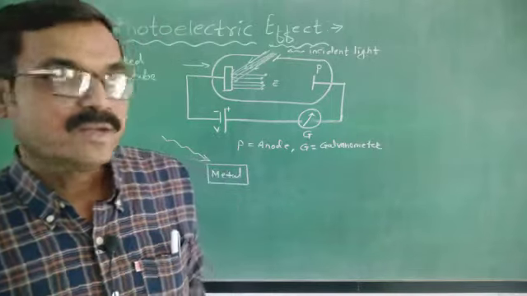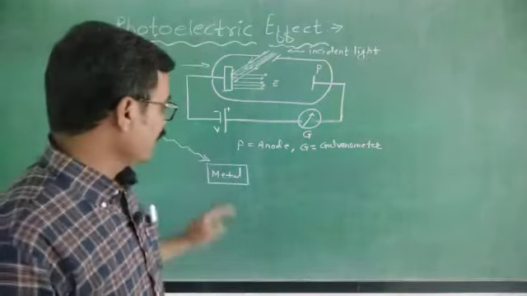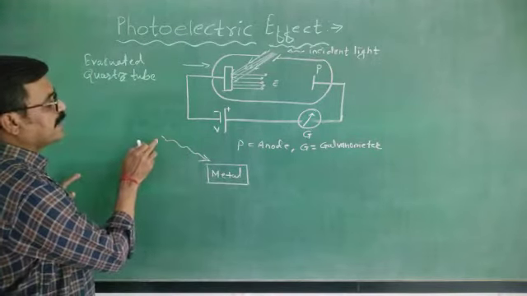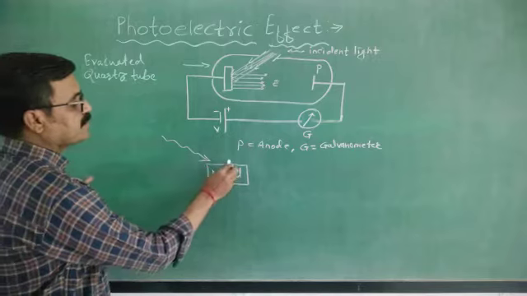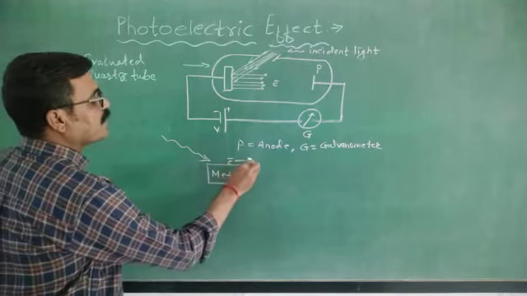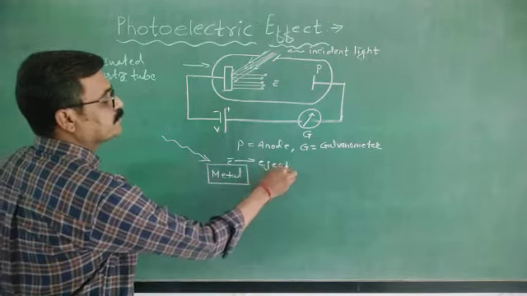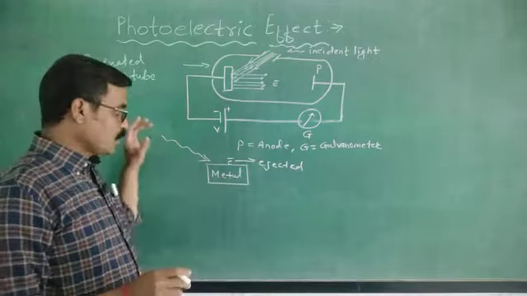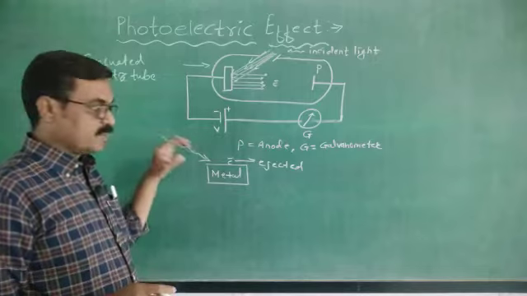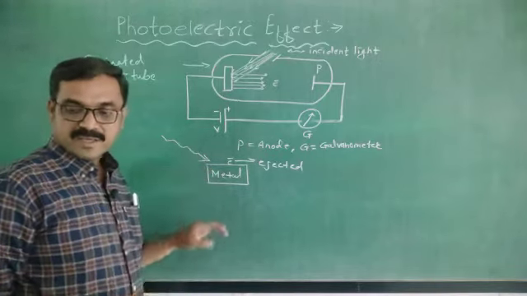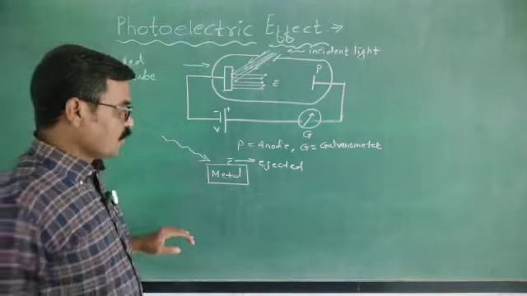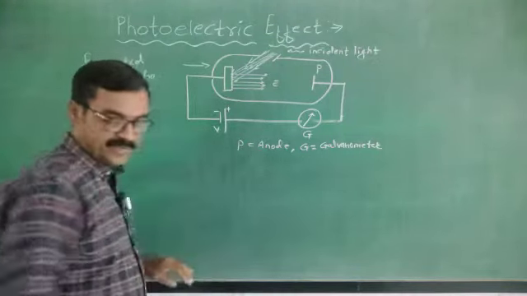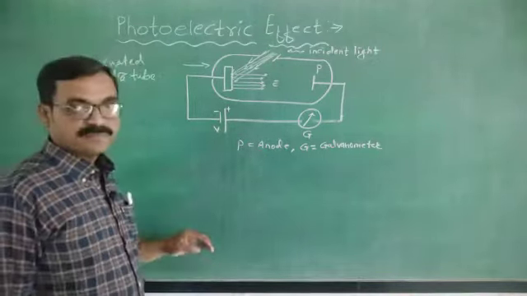Are you getting clear? Now what happens in the photoelectric effect? When this monochromatic incident light falls on the metal surface, then electrons are ejected. This process of emission of electrons due to bombardment of light of suitable wavelength on the metal surface is known as the photoelectric effect. Now in order to study this photoelectric effect, see the experiment.